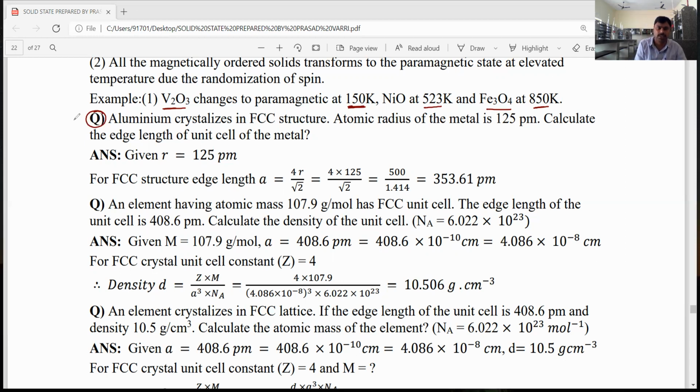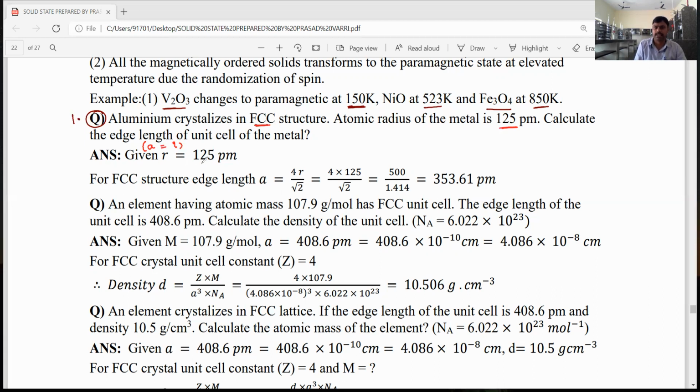Let's see the first question, dear students. Aluminum crystallizes in FCC, a face centered cubic crystal, and the radius they gave is 125 picometers. Calculate the edge length. Edge length means the value of a that we need to calculate.